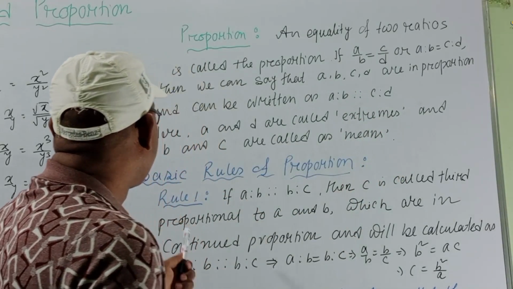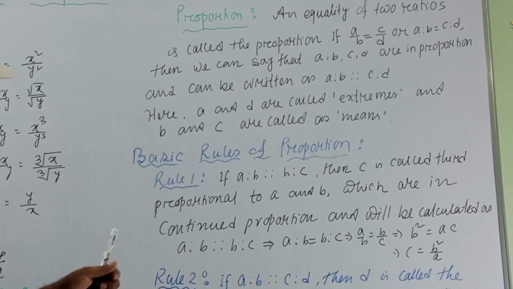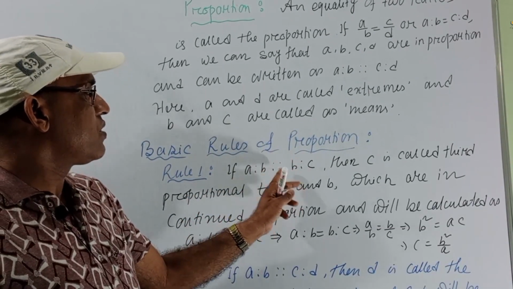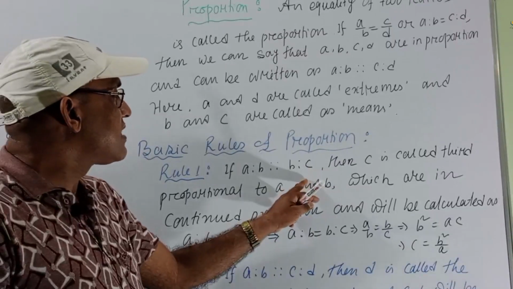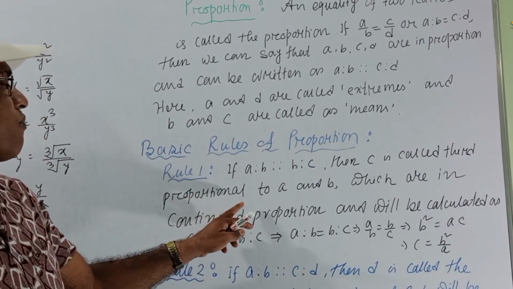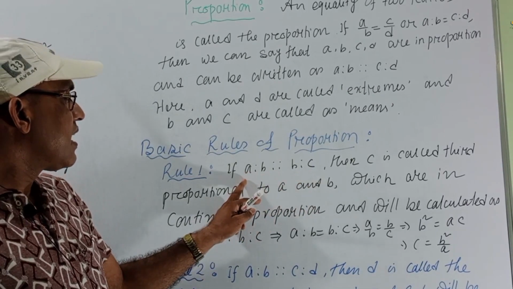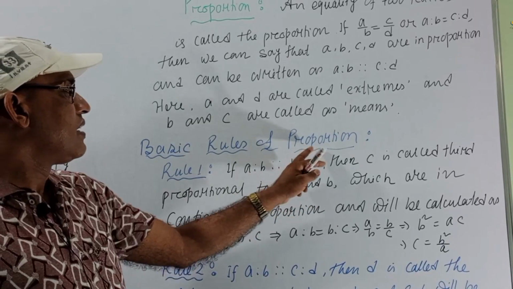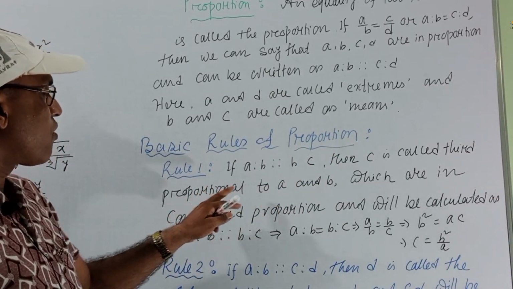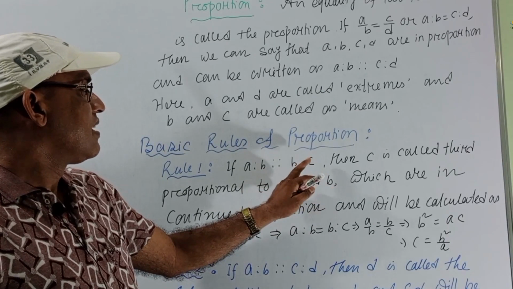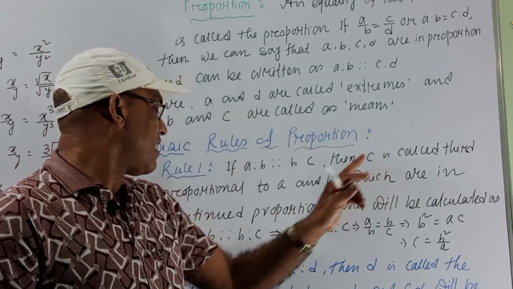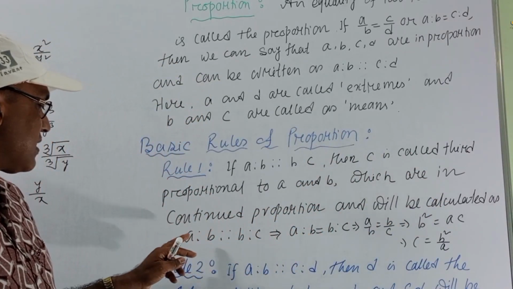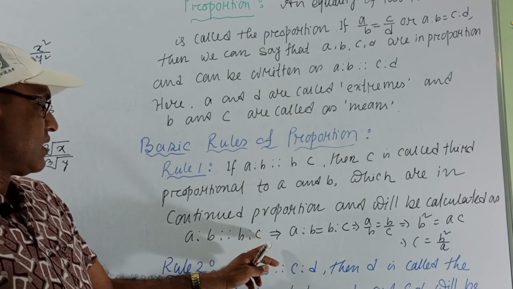Basic rules of proportion. Rule 1: if a is to b equals b is to c, with b repeated, then this c is called the third proportional to a and b. These are in continued proportion and will be written as a is to b is to b is to c.